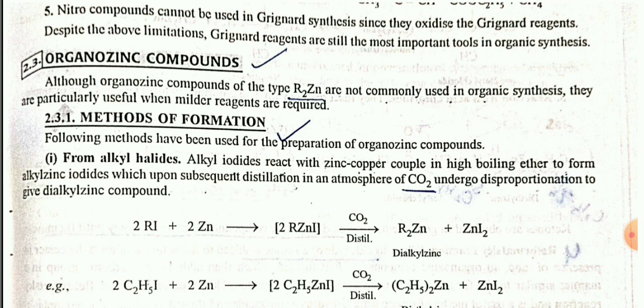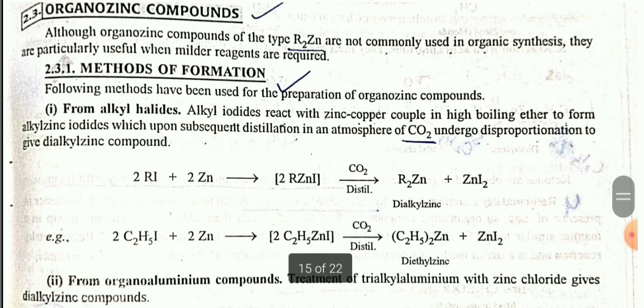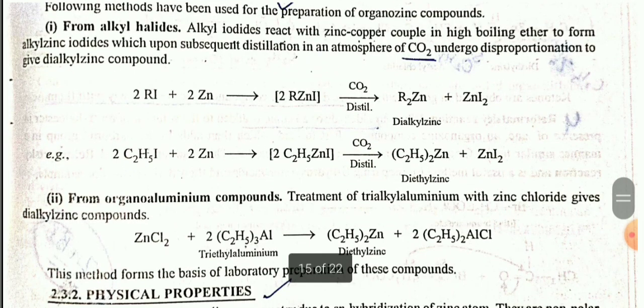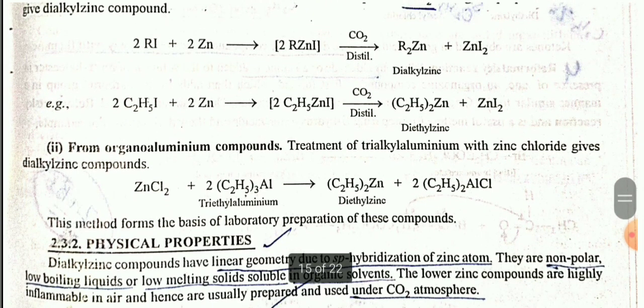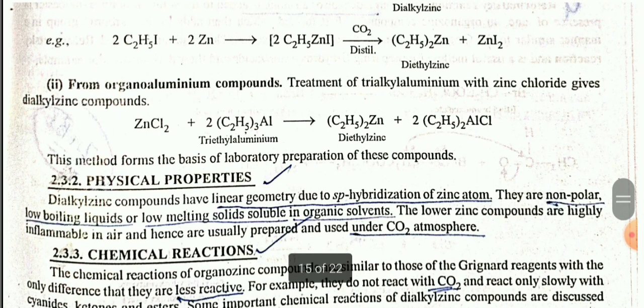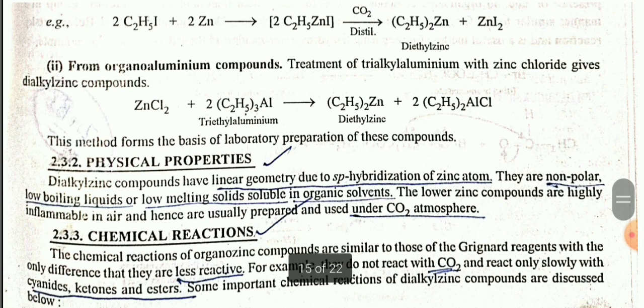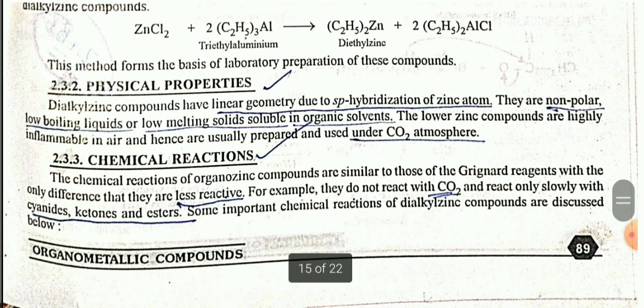First, from alkyl halide. Alkyl iodide reacts with zinc copper couple in high boiling ether to form alkyl zinc iodide, which upon subsequent distillation in an atmosphere of CO2 undergoes disproportionation to give dialkyl zinc compound. Second, from organoaluminium compound. Treatment of trialkyl aluminium with zinc chloride gives dialkyl zinc compound. This method forms the basis of laboratory preparation of these compounds.